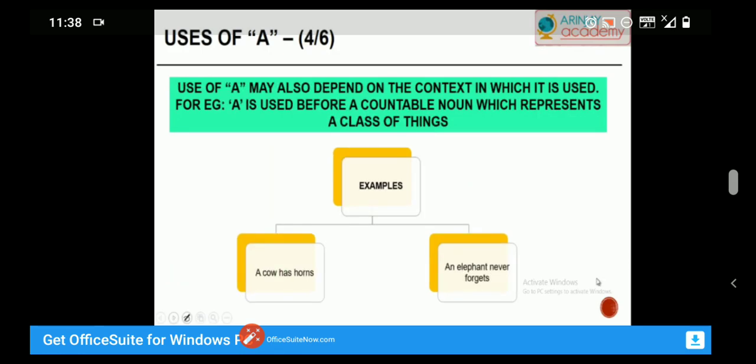Next, use of a may also depend on the context in which it is used. For example, the article a is used before a countable noun which represents a class of things. For example, a cow has horns. In this example, a cow means a whole group of cows or class of cows.